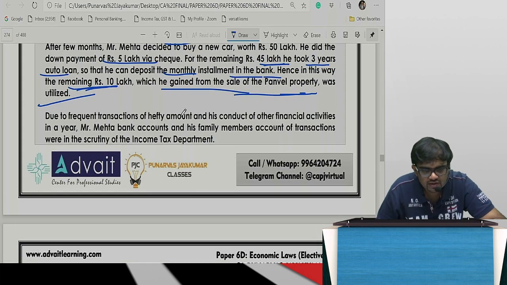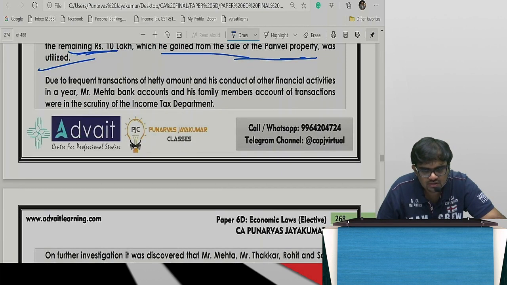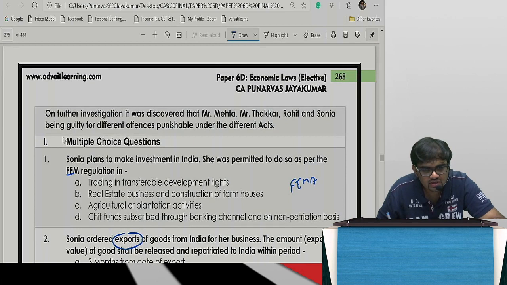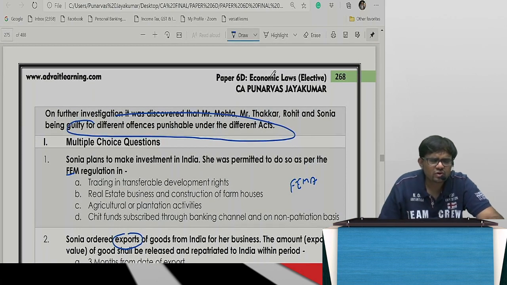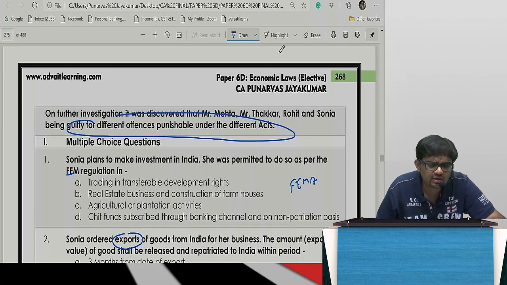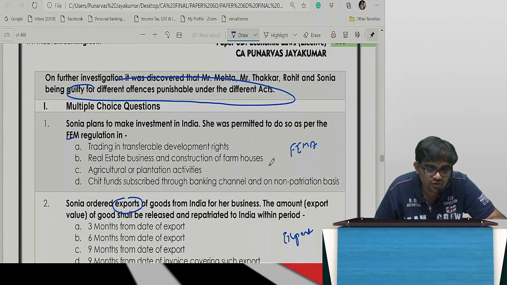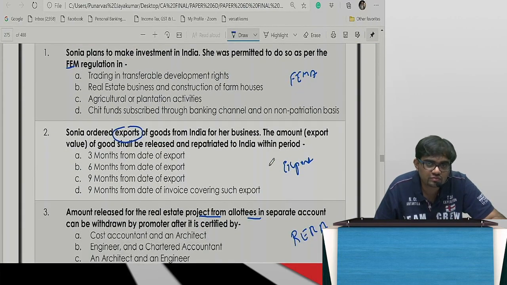During the frequent transactions of this amount, Mr. Mehta came under the scrutiny of the income tax department. On further investigation, they found him guilty of various offences. All scams: FEMA, PMLA, Benami transaction, everything. So now let's see. If you see, the question is so nice, but the questions that follow you can do on your own, right?